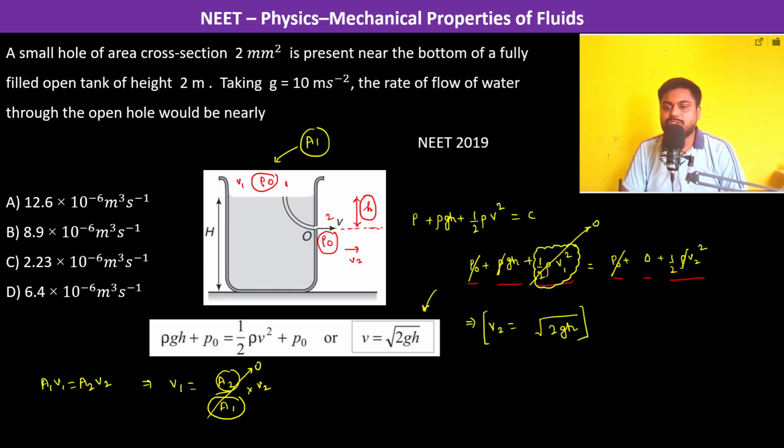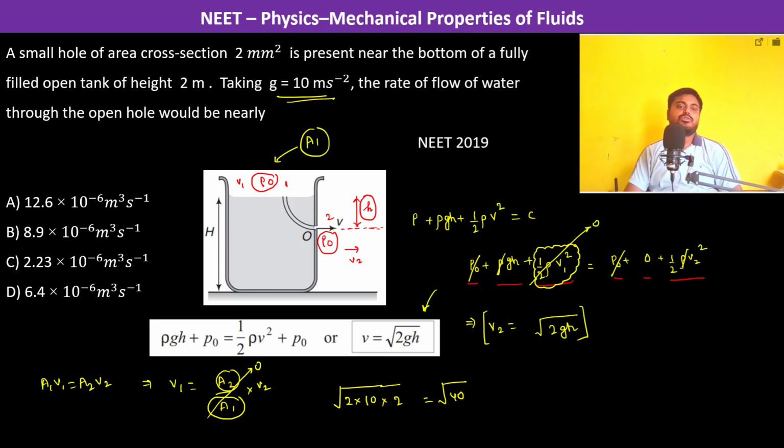So now what's the velocity? It's root 2gh, so it's root 2 into g, which is 10, because it's mentioned that we can take g as 10, into height h, which is 2 meters. So this is root over 40 meters per second, that's the velocity v2.